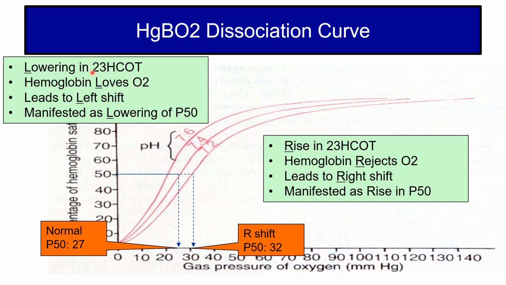Lowering of your 2,3-DPG, on the other hand, will make hemoglobin love oxygen, and therefore leads to the left shift of the curve, manifested as lowering of your P50. So that's how you're going to remember the shifting to the left and to the right of the hemoglobin O2 dissociation curve. It is the rule of R's and the rule of L.